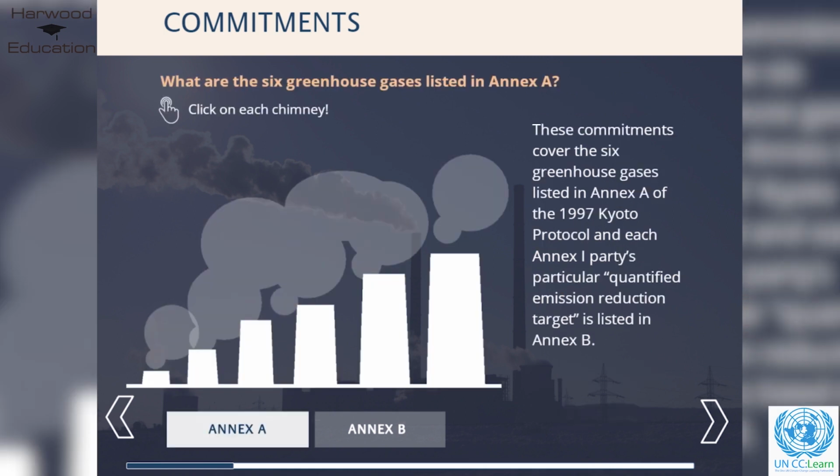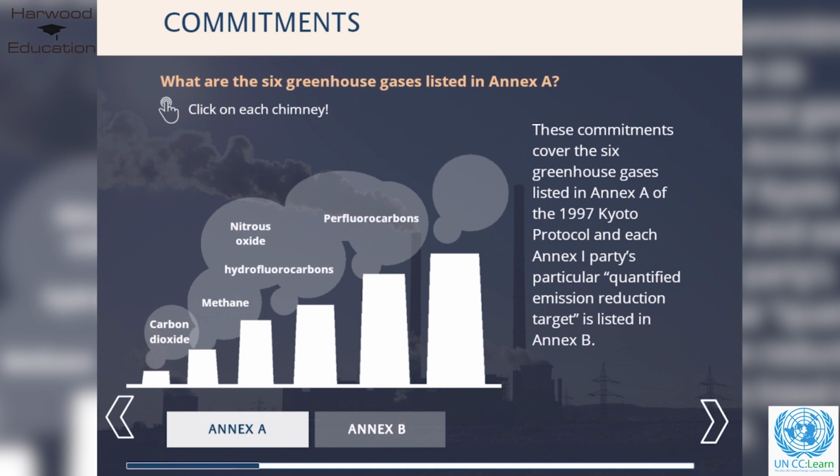Annex A. What are the 6 greenhouse gases listed in Annex A? Carbon dioxide, methane, nitrous oxide, hydrofluorocarbons, perfluorocarbons, sulfur hexafluoride. These commitments cover the 6 greenhouse gases listed in Annex A of the 1997 Kyoto Protocol, and each Annex I party's particular quantified emission reduction target is listed in Annex B. Let's look at Annex B.